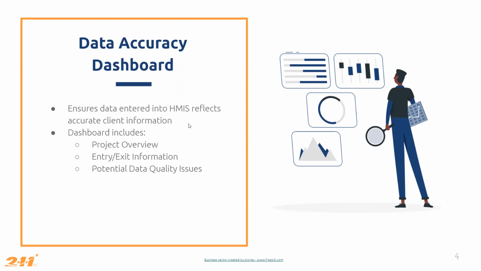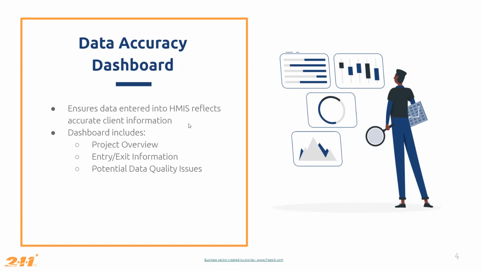The next section has entry and exit information. So again, it's broken down by project, and it will tell you the type of situation where clients are entering from into your project, as well as where they are exiting to. And the last section includes potential data quality issues. So these may or may not be data quality issues depending on your project and how it's running.